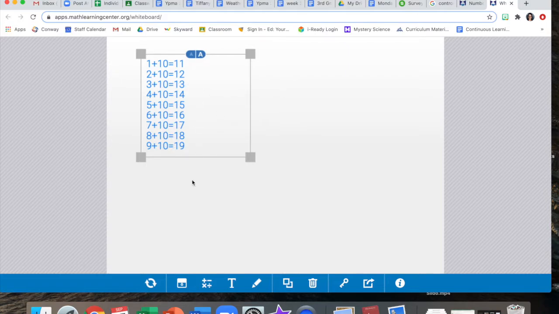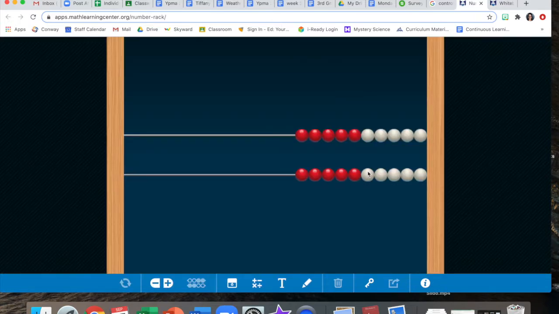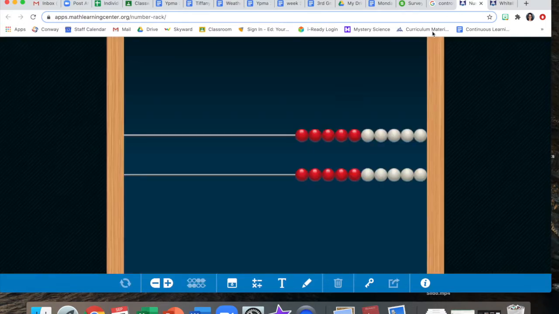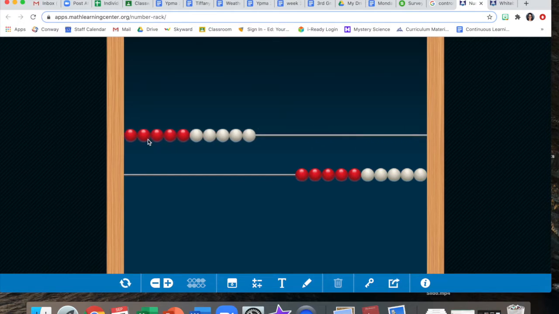I'm going to hop over to the number rack for a moment to show you what the add 10 facts look like over there. So if you were doing, let's do 9 plus 10. Let's start at the bottom. There's your 10. Here's your 9. And the answer is 19. 9 with a 10.